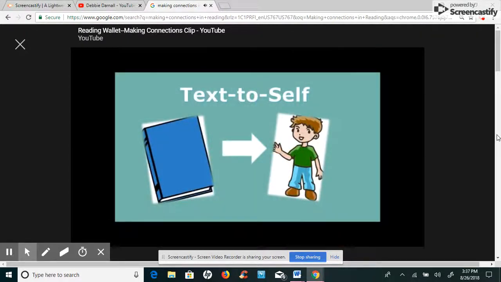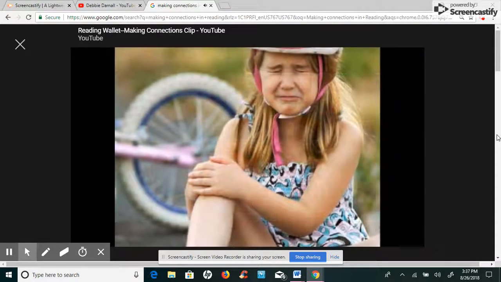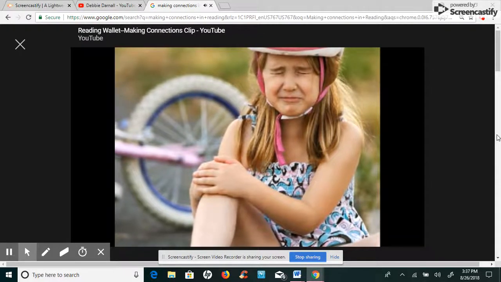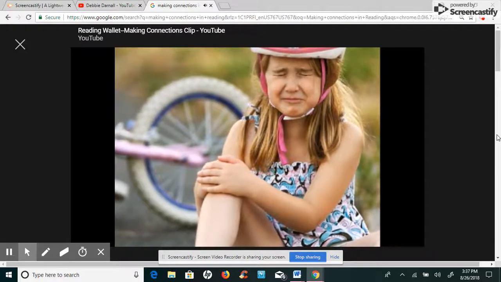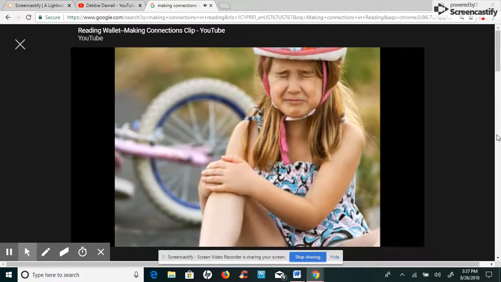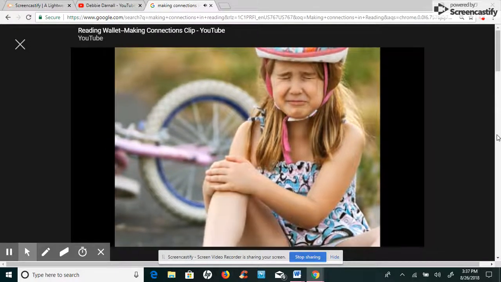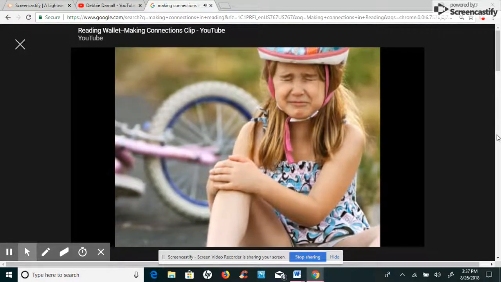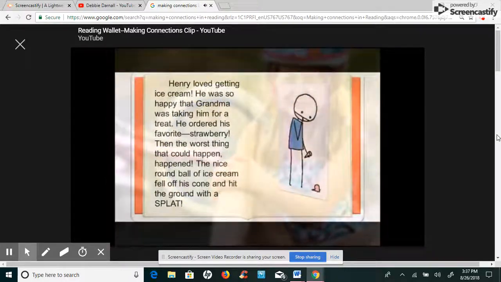The first way is a text-to-self connection. Have you ever read something that reminded you of you and your life? For example, if you read about Janie falling off of her bike, it might remind you about a time you fell off your bike. Because you know what it is like to fall off your bike, you can better understand how Janie feels or what might happen next in the story.